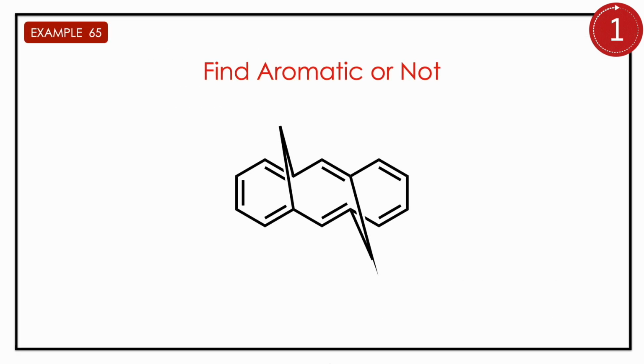Then the next example. You have a continuous annulene system but connected through bridged carbon. Two bridged carbons are positioned as strands. You should find whether the compound is aromatic or not.